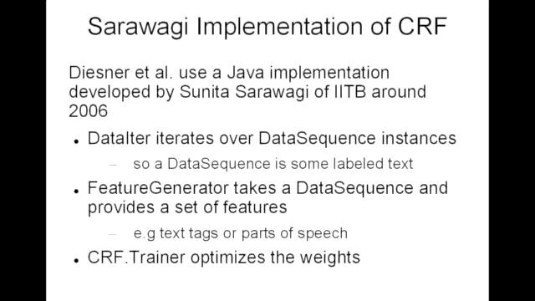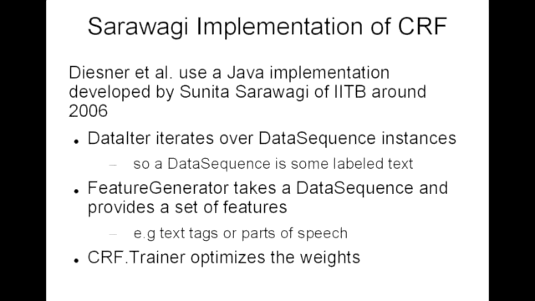So the first class we have to talk about is called a data iterator or DataIter. And that is the thing which iterates over, say, a paragraph from the Wall Street Journal to produce a set of labels. And the paragraph from the Wall Street Journal is stored in a data structure called a data sequence. Then there is a feature generator, which takes the output, the sequence of labels that the data iterator gives it, and produces a sequence of features. And it is those features that have weights associated with them that get optimized.